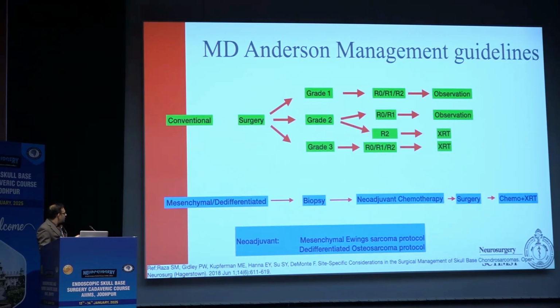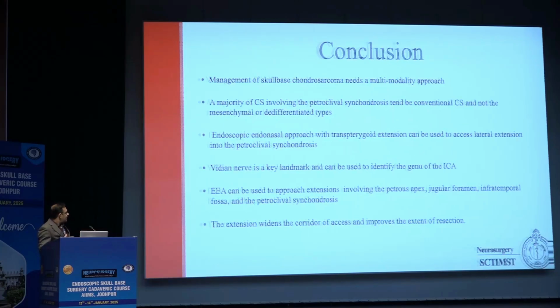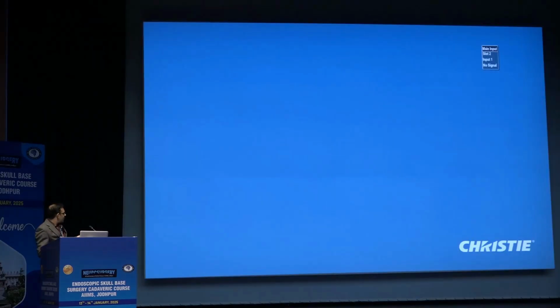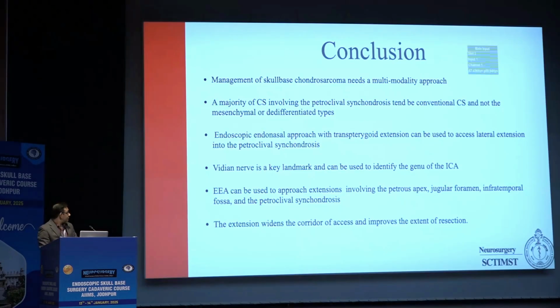So to conclude, these are the management modalities that we use for chondrosarcomas. The management of any tumor in the petrous apex, including a chondrosarcoma, is multimodal. But the endoscopic approach gives us a very direct access to tumors that involve the petrous apex and the clivus, which are essentially extradural tumors.